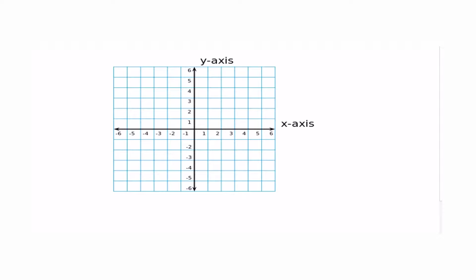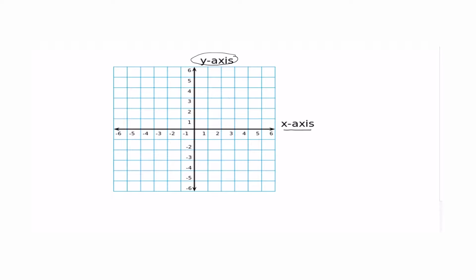The Cartesian coordinate system is a two-dimensional system that has a horizontal axis, otherwise known as the x-axis, and we have a vertical axis known as the y-axis. So on this axis we have an infinite number of point addresses. So let's take a look around our axis.